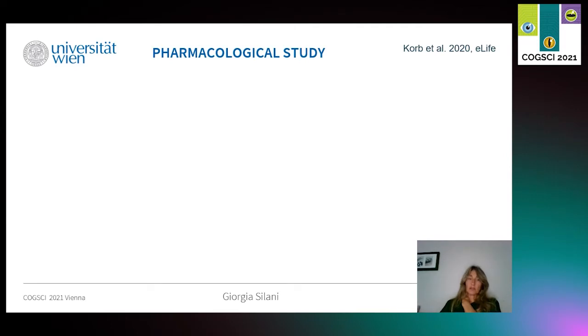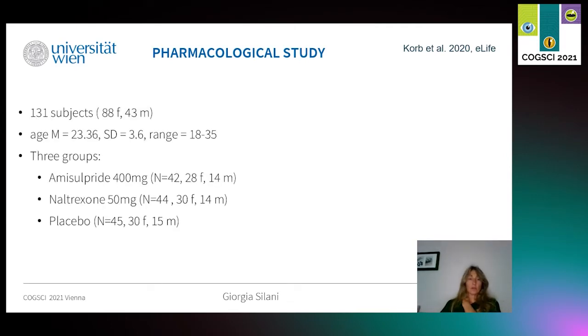So in the pharmacological study, we enrolled 131 participants. You can see here the mean age and standard deviation. It was a between-subject drug design in which 40 participants were assigned to the amisulpiride group, so they received a D2, D3 dopamine receptor antagonist. 44 received an opioidergic antagonist, naltrexone, and 45 a placebo drug. And then they performed the task that I just described.